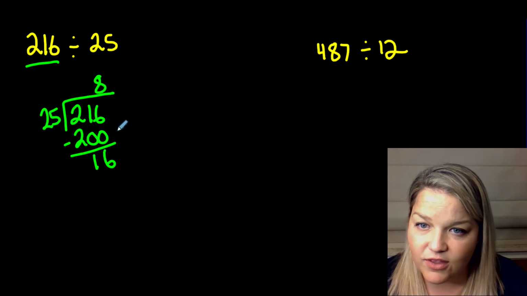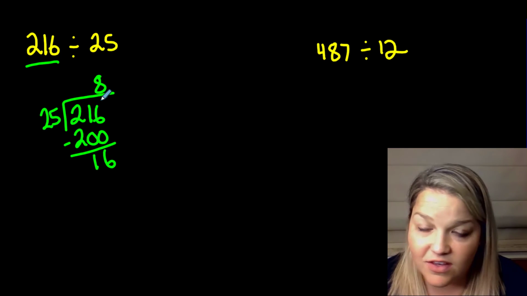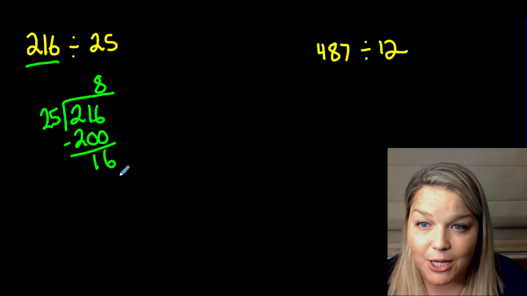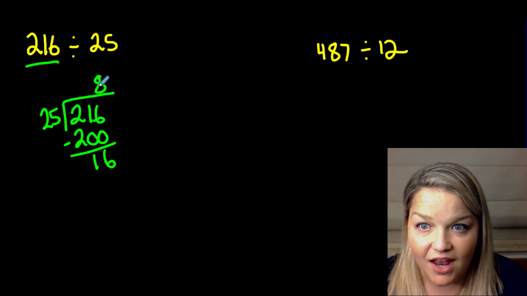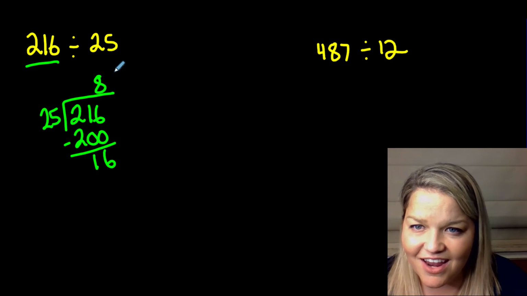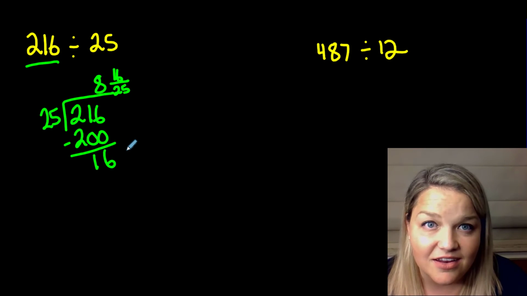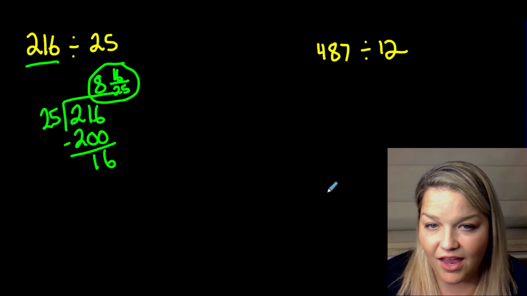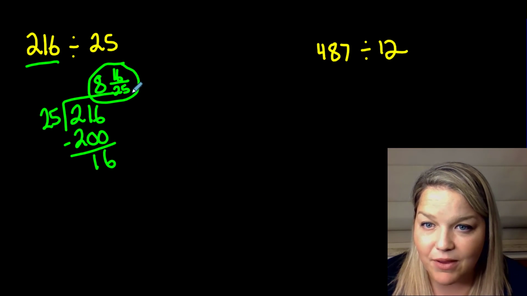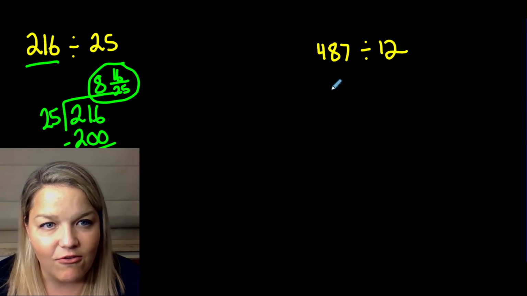Do I have any more place values to bring down? I don't. Could I have made another 25? I can't. So instead of just putting 8R16, I'm going to use a fraction so my reader can understand how close I was to making that next whole number. So I'm going to say I made 8 entire wholes, and then I had 16 out of the 25 needed to create my next whole number. Therefore, I'm expressing my answer as a fraction with the remainder on top and the divisor as my denominator. All right, let's try another one.